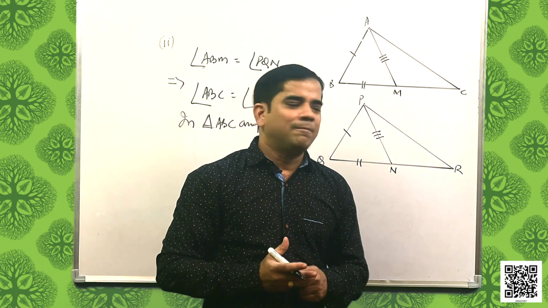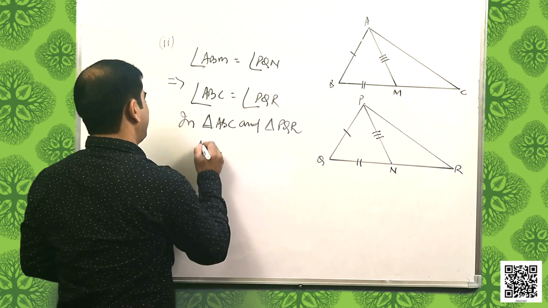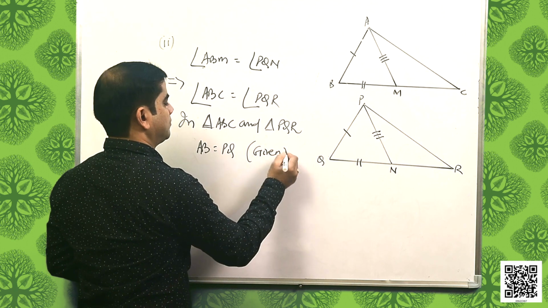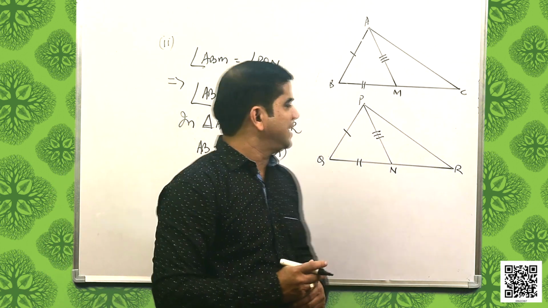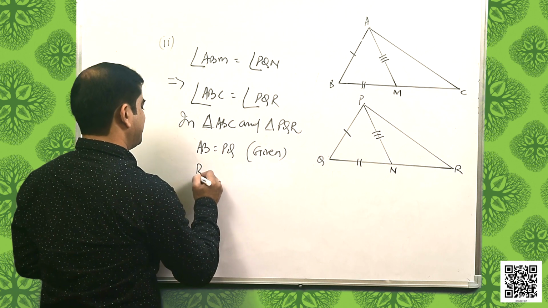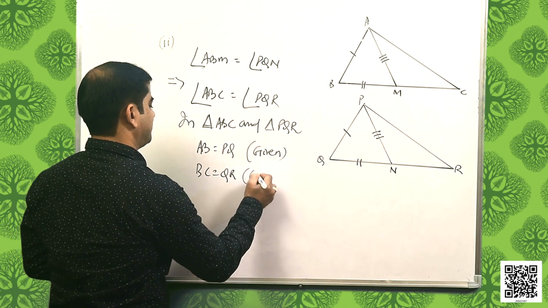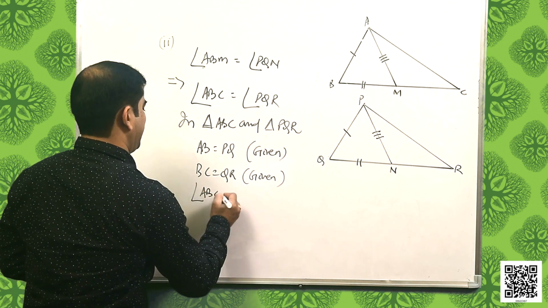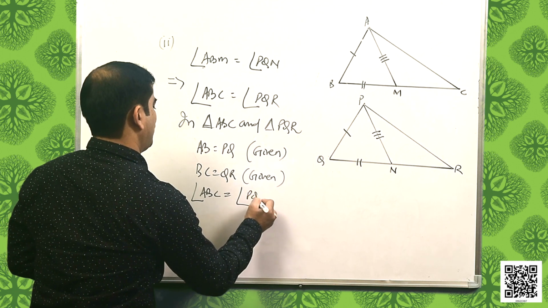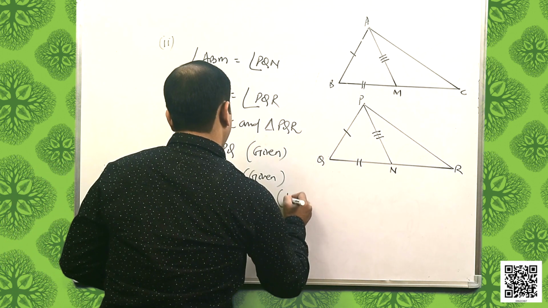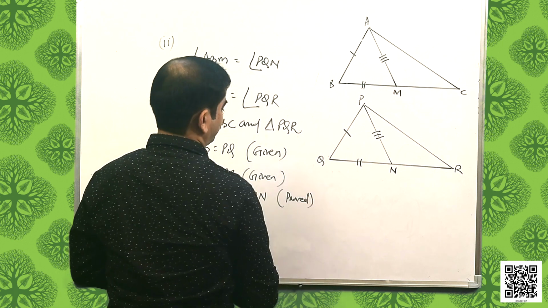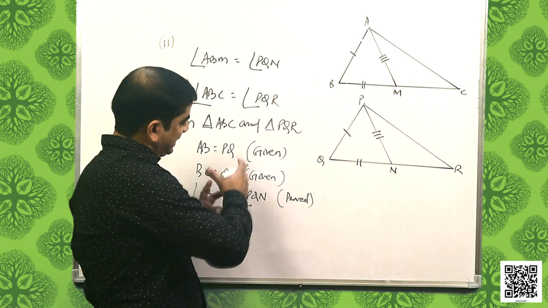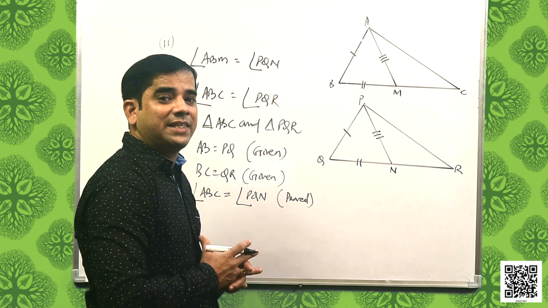Here AB is equal to PQ, it is given. BC is equal to QR. And angle ABC is equal to angle PQR, already proved. So we have now three data, and let us find whether they suffice the congruency rule.